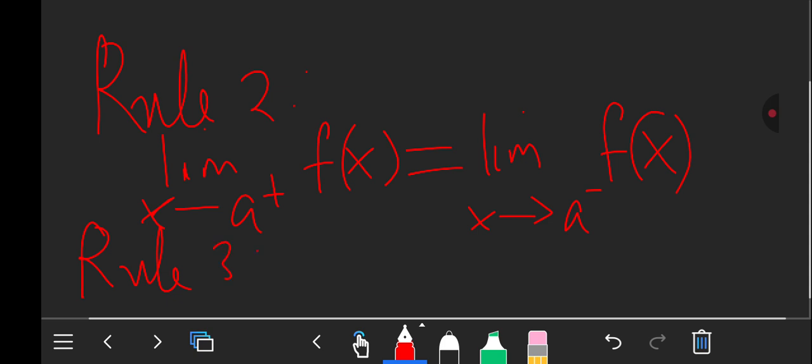Then rule number 3, you must conclude if f of x is equal to the limit of f of x as x approaches a. If the function f of x is equal to the limit of f of x at a certain point, as it approaches maybe a point A or B, then we conclude that it is a continuous function, or the function is continuous at a certain point. That is basically what you need to understand about continuity.